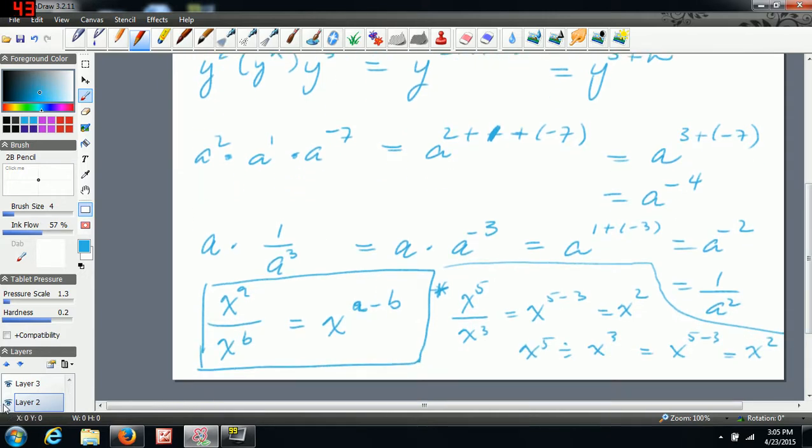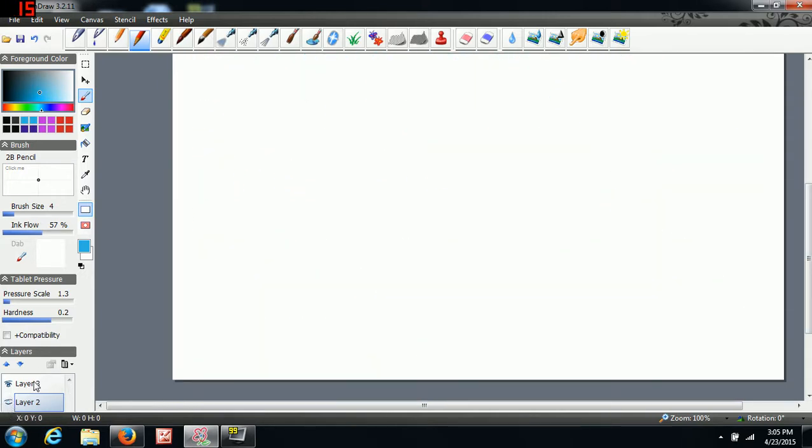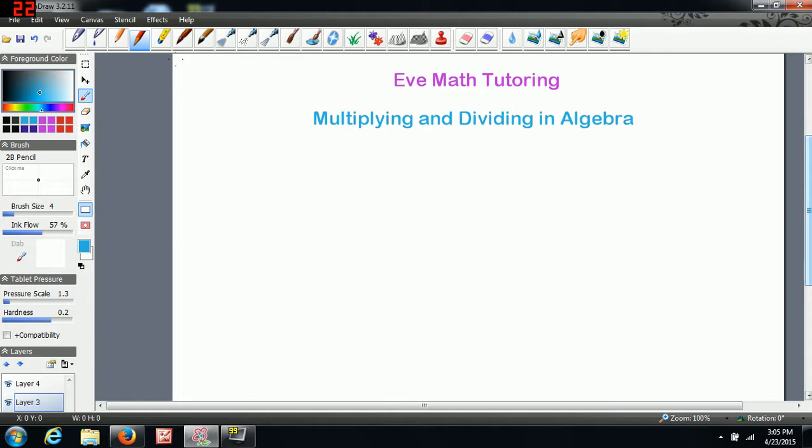So let's try some more examples here. Say you had y to the 4 divided by y to the 6. That would just be y to the 4 minus 6, which would be y to the negative 2.